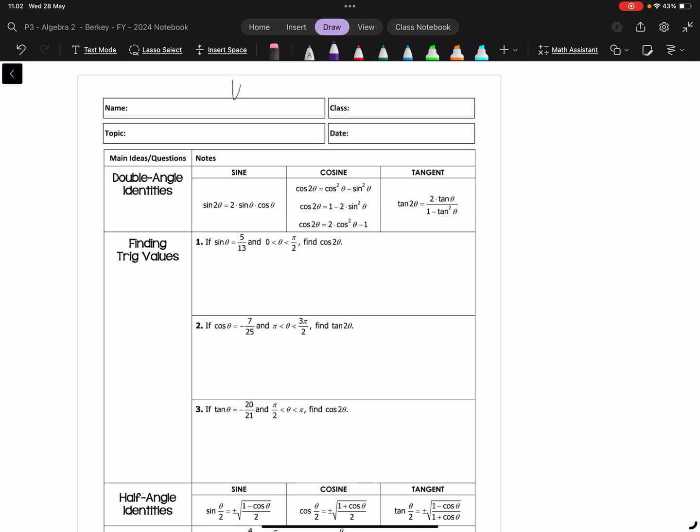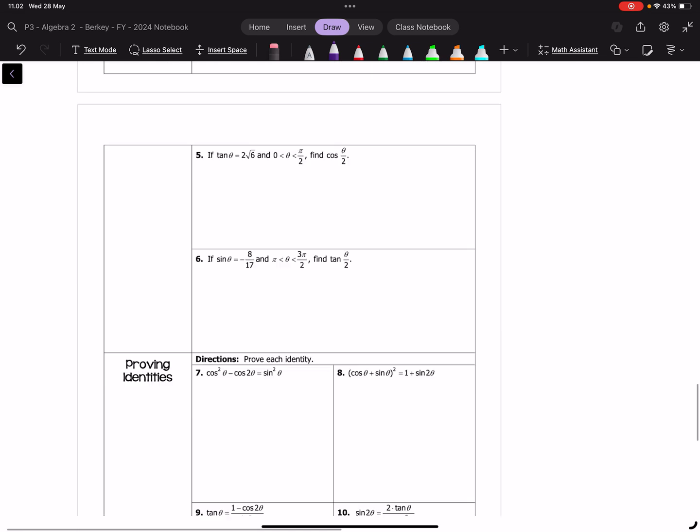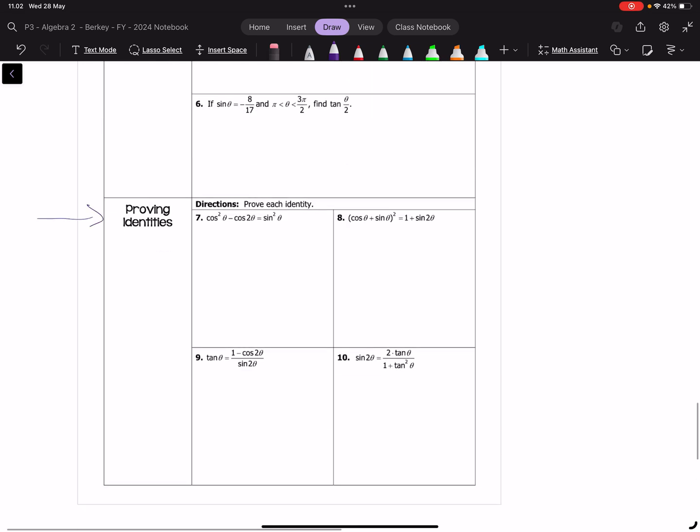Hello and welcome back for Unit 8, Lesson 9, Part 2. In this part of our lesson, we'll be reviewing double angle identities as well as half angle identities, and then using them to prove identities.